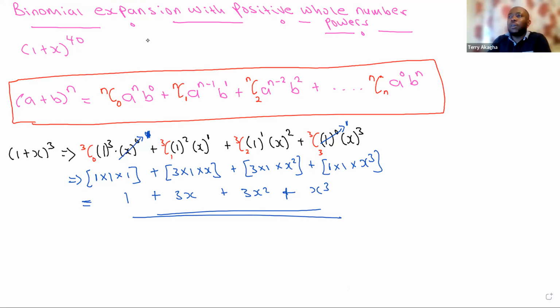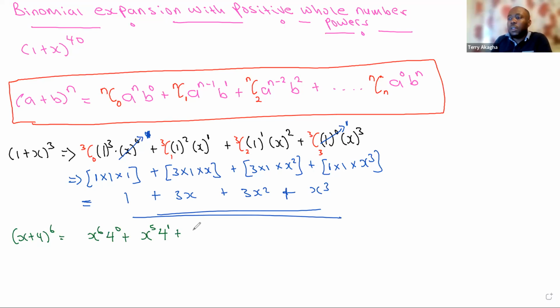Let's say we have X plus 4 raised to the power 6, for instance. So our A is X and our B is what? 4. So let's go again. It's going to be X to the power 6, 4 to the power what? 0, plus X to the power 5 and 4 raised to the power 1, okay?